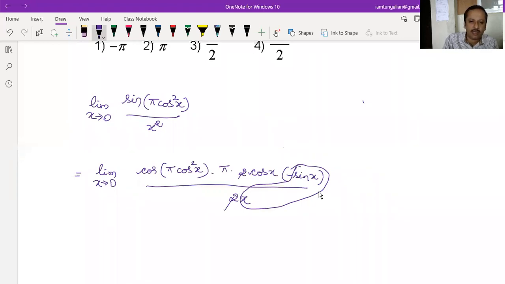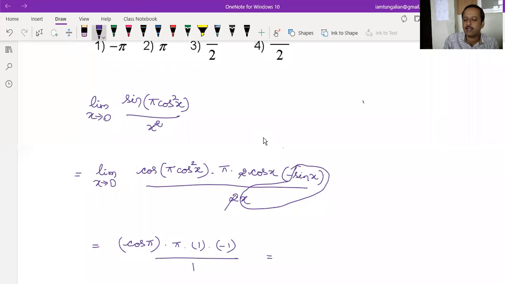So what will remain now if I apply the limit? I'm going to get a cos, put x as 0, cos 0 is 1. So cos pi into pi into cos 0, which is 1, into minus 1. Here minus is remaining, divided by 2 we have cancelled, so divided by 1.